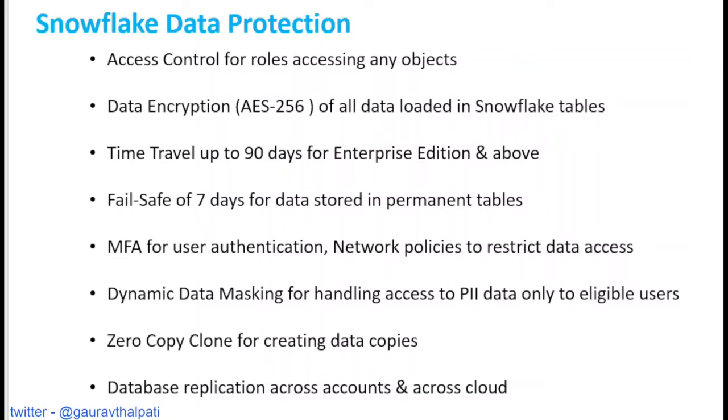Third is time travel. Time travel is the feature by which you can go back and check for the data before the updates have happened on a certain table, and this can be done up to 90 days if you have an enterprise edition. So this is another level of data protection. So even if someone accidentally deletes something or drops a table, run some update commands on some of the records which they were not supposed to do that.